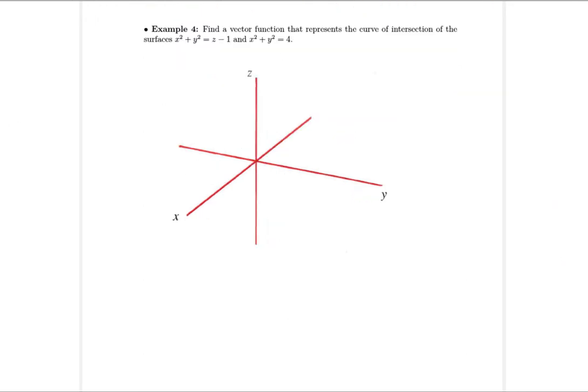All right, so let's do one more example. So this one's interesting. This one gives us a couple of surfaces to look at, and then it wants us to find a vector function that represents the curve of intersection for these surfaces. All right. Now this one, I think I'm going to have the picture lead us here, as opposed to the algebra, just to kind of attack it a little bit differently.